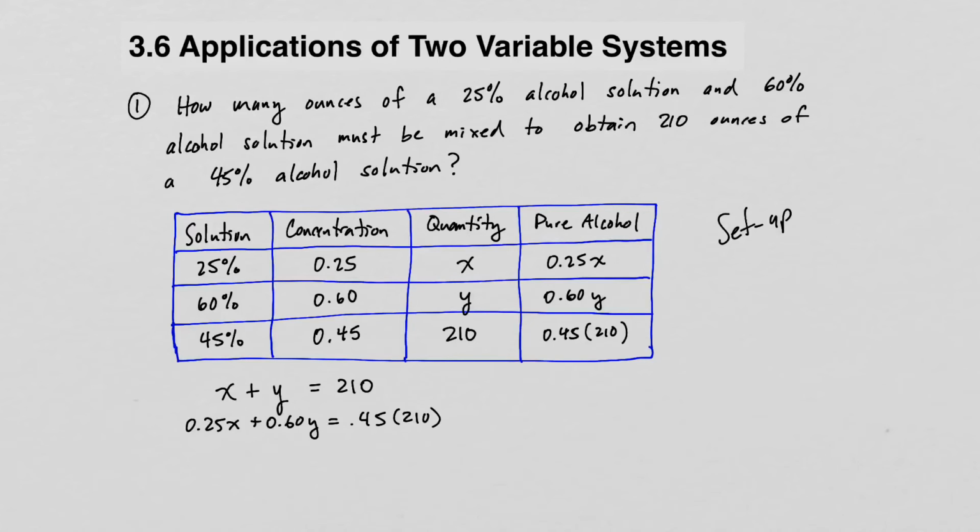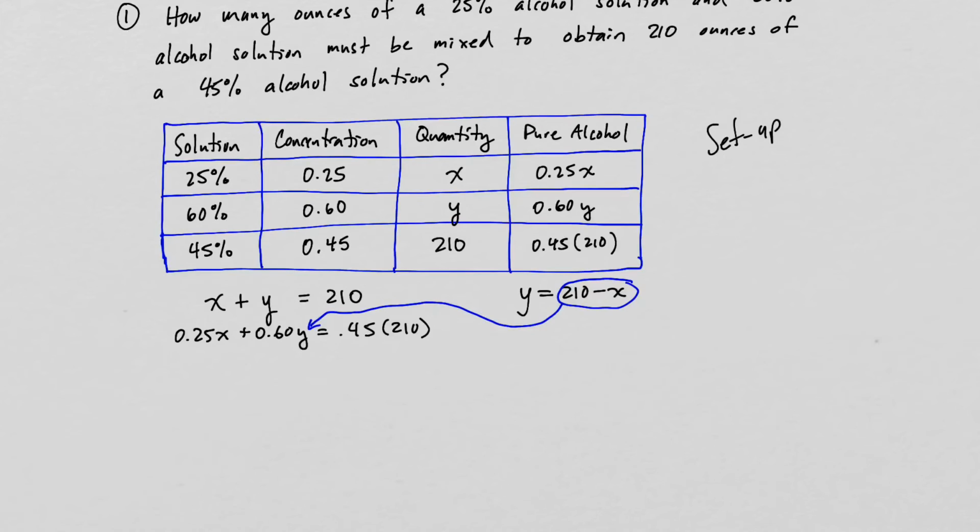So I can use either substitution or elimination. I think I'll go ahead and use substitution. So in the first equation, if I simply subtract X from both sides, we get Y equals 210 minus X. And I'm going to take this expression and substitute it into the second equation, replacing Y. Now also, when I make that substitution, I'll go ahead and multiply out 0.45 times 210. So when we make that substitution, here's what we get.